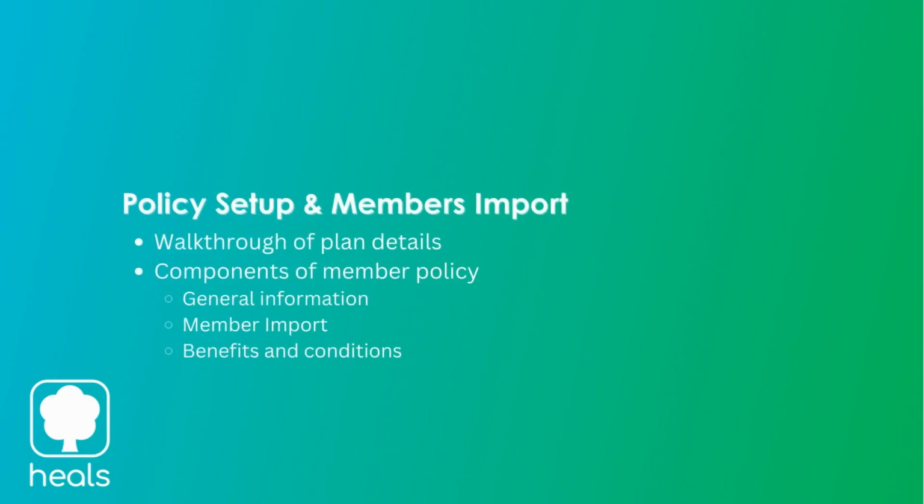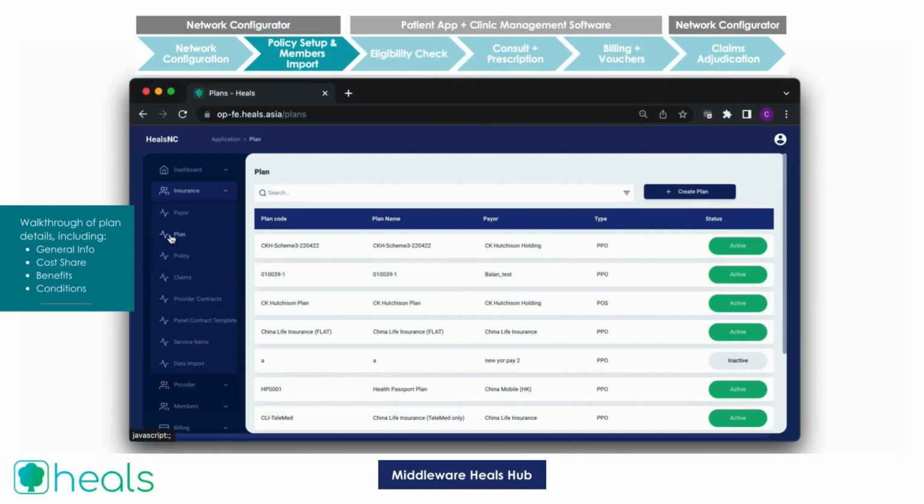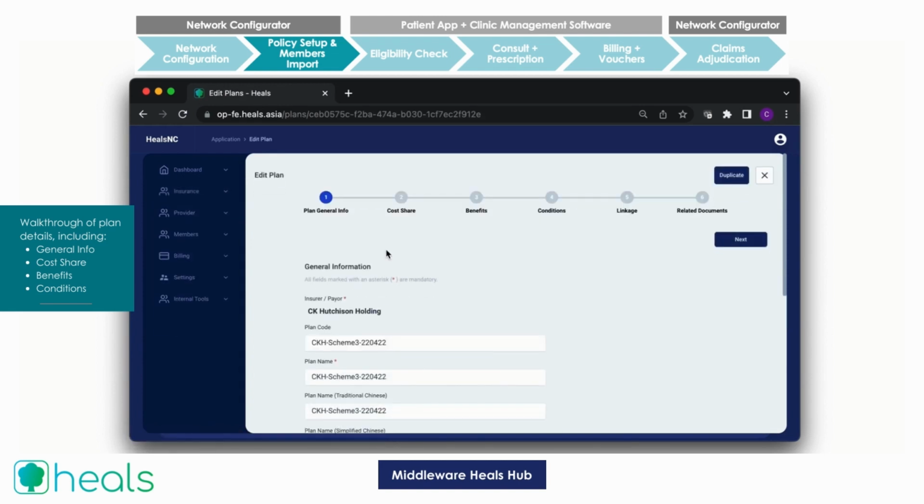Next, we will go through the policy setup and members import. In this section, we will walk through the details associated with insurance plan input. We will also look at the components of member policy, including general information, member import, and benefits and conditions. Here, the middleware Heels Hub can store plan information for the payer.